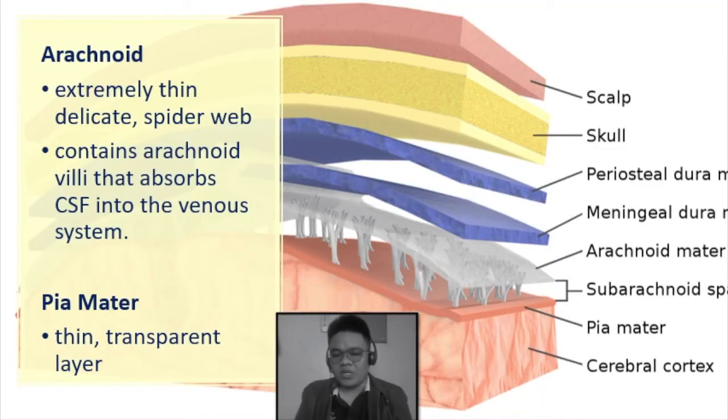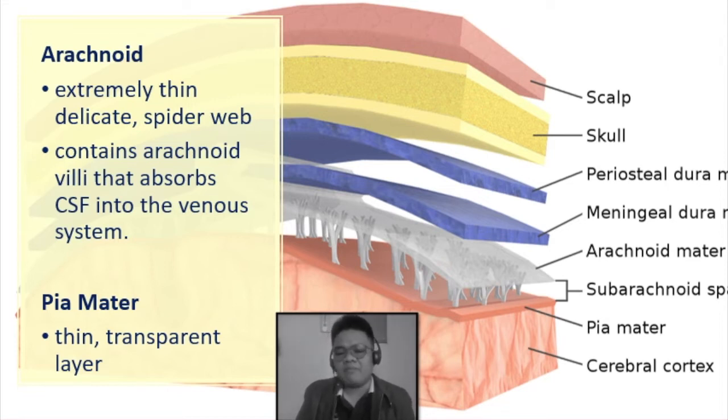Now, you have your arachnoid layer. So after the dura mater, you have your arachnoid layer. So class, your arachnoid is considered to be extremely delicate. Okay, it's thin and delicate, and it's like your spider web. Your arachnoid, class, would contain the arachnoid villi, which would absorb the CSF into the venous system. Class, under your arachnoid, you have what you refer to as your subarachnoid space. So as the term implies, subarachnoid, sub, class, meaning under the arachnoid. So class, your subarachnoid space is where the absorption of your villi would take place.